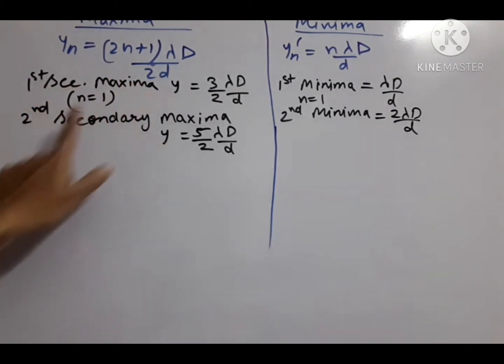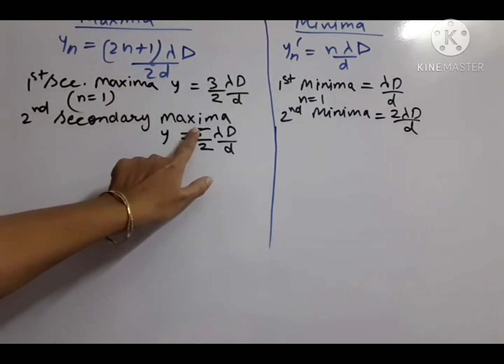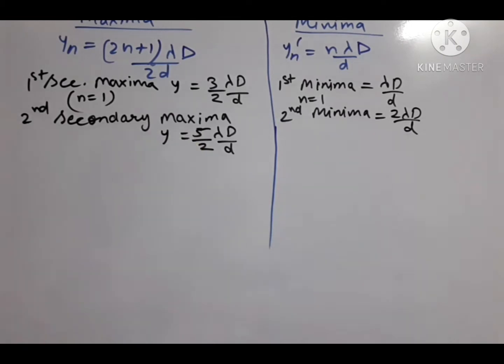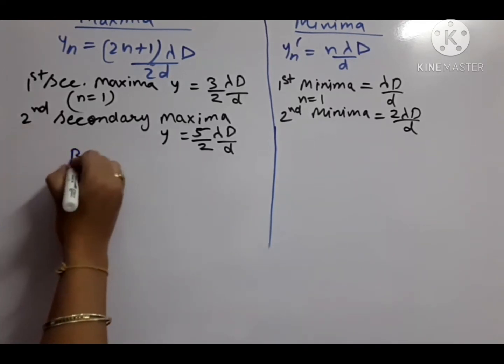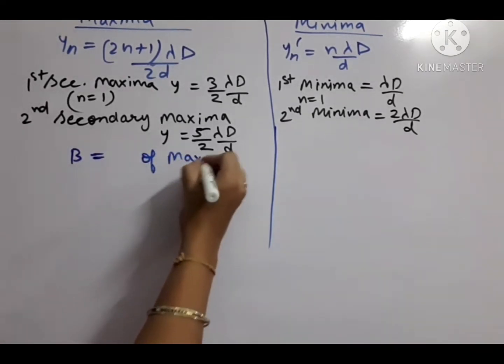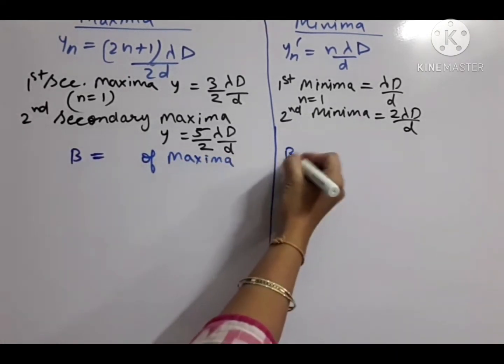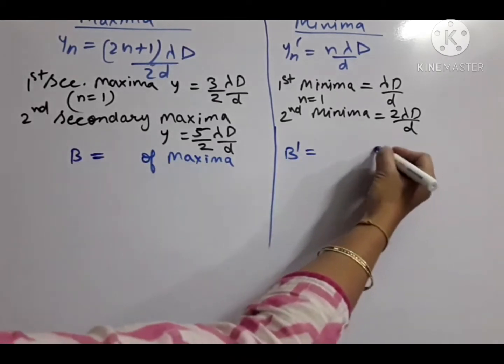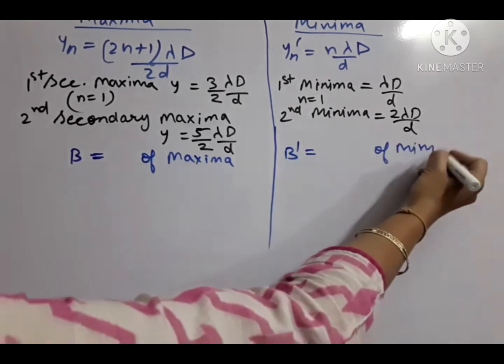First secondary maxima and second secondary maxima. Formulas are these. Okay, let us now make the fringe width formula. As I have told you, if we have to calculate the fringe width of maxima, beta, okay, this is of maxima, and here I will call beta dash, that means fringe width of minima.